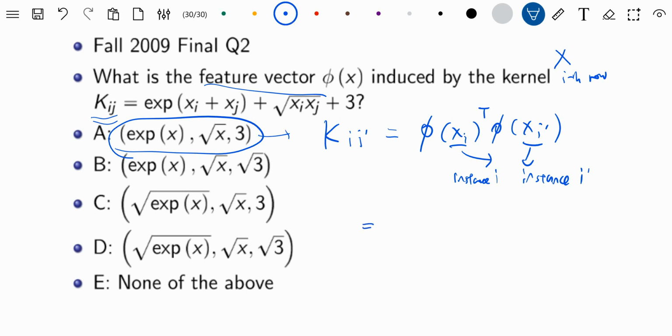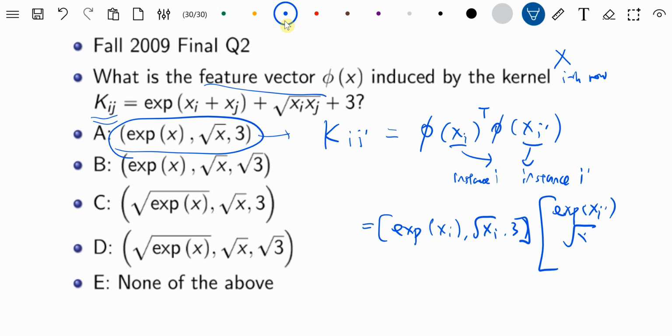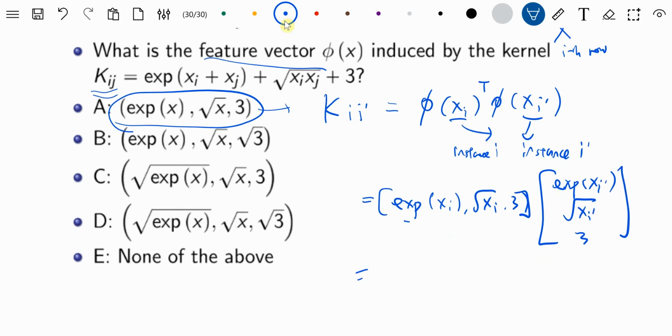So the next thing to do is just put them in. The transposed vector will be x_i, square root of x_i, and 3, and the non-transposed vector will be exponential x_i', square root of x_i', and 3. So if you multiply them, row multiplied by column and add them up, it's just exponential x_i plus x_i', plus square root of x_i x_i', plus 9. 3 times 3 is 9.